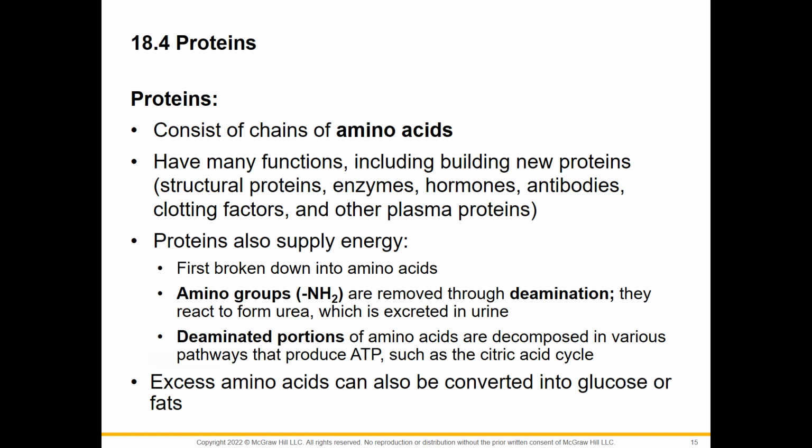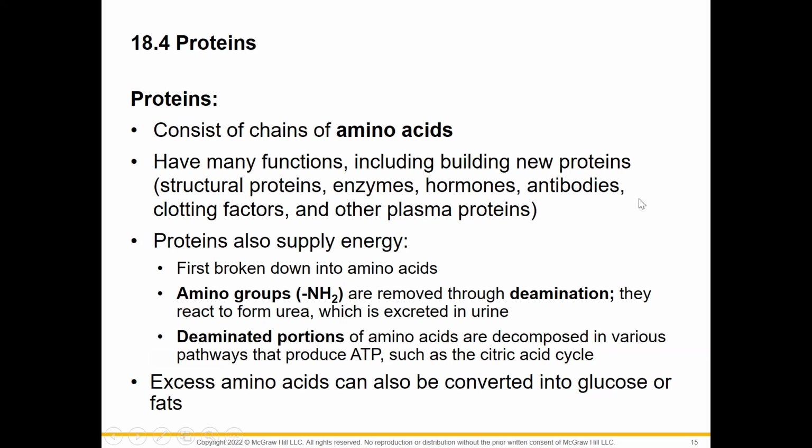Proteins have lots and lots of different functions in the body. They can help to build new proteins, like your structural proteins, meaning proteins that help to build the structure of your cells, your tissues, your organs, your body. Proteins are used to make enzymes, those substances that are used to speed up or slow down processes in the body. Proteins are used to make non-steroid hormones.